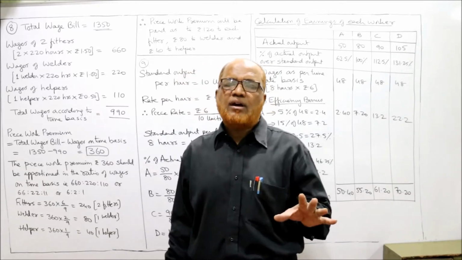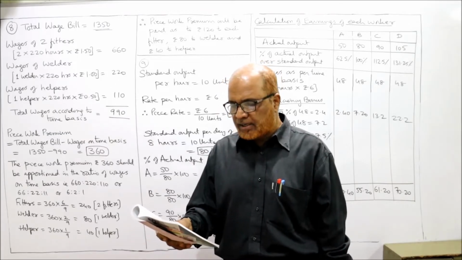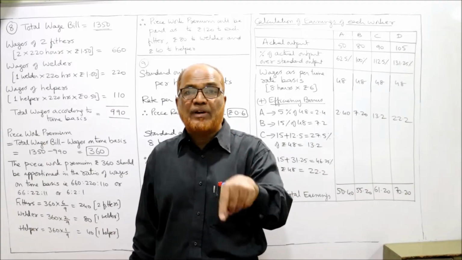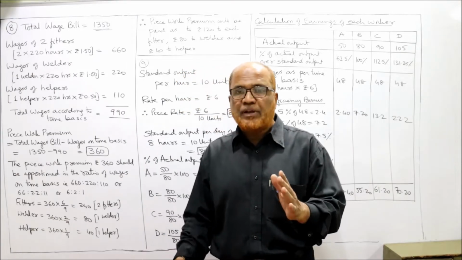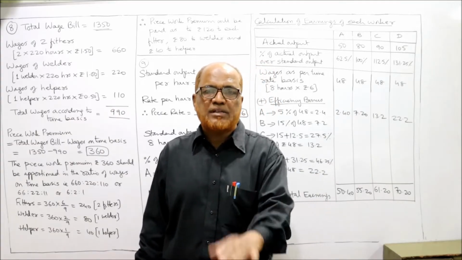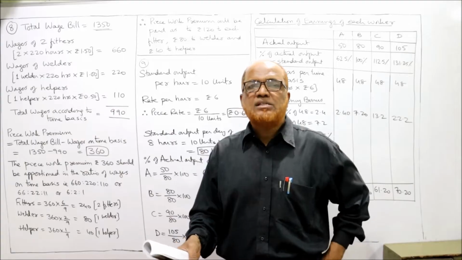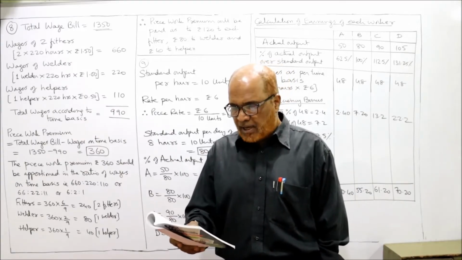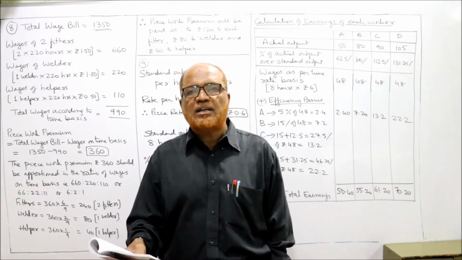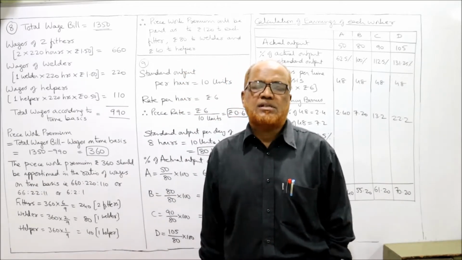Every worker has to work 220 hours, at the wage rate of 1 rupee 50 paisa per hour for each fitter, 1 rupee for the welder and 50 paisa for the helper. Now calculate the amount of piece work premium and the share of each worker when the piece work premium is divided proportionately on the basis of wages paid on the time basis.